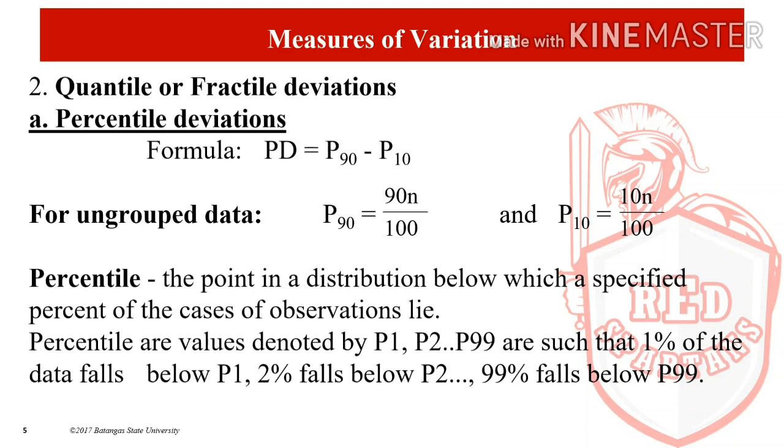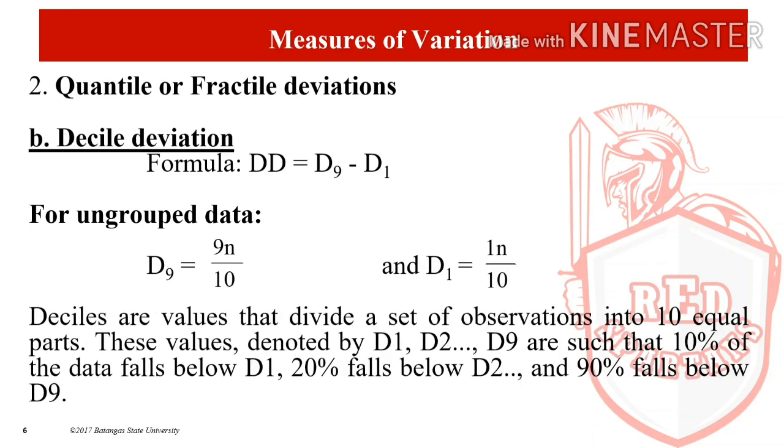Then we have the decile deviation or DD. So, yung formula naman natin is D sub 9 minus D sub 1. Ganun pa rin for ungrouped data. Kukunin lang natin yung D sub 9. Now, formula natin is 9n over 10 and then D sub 1 is equal to 1n over 10.